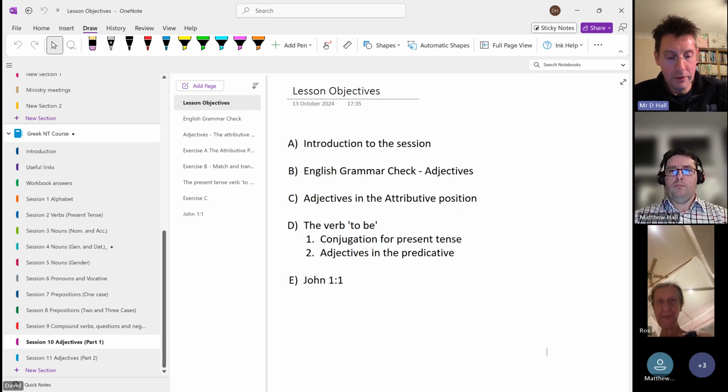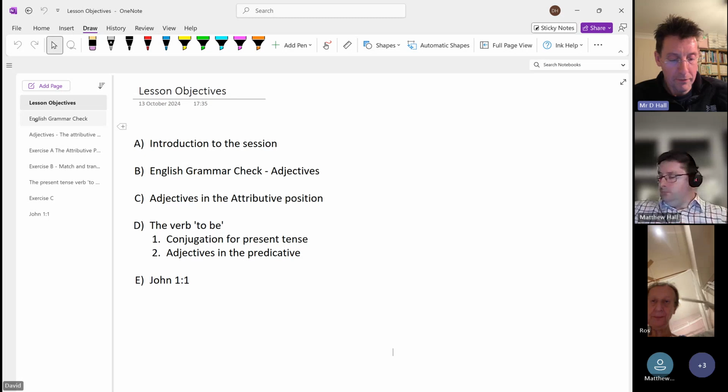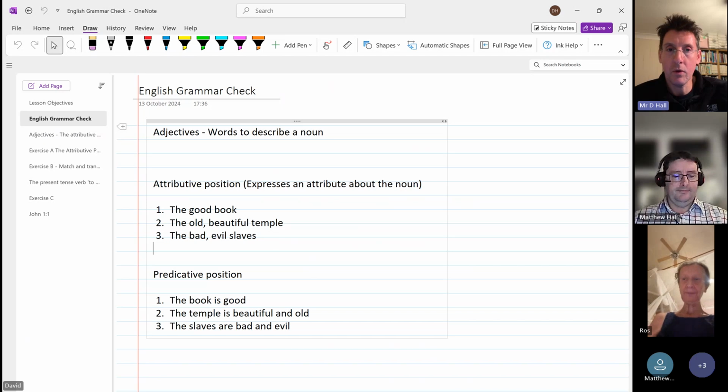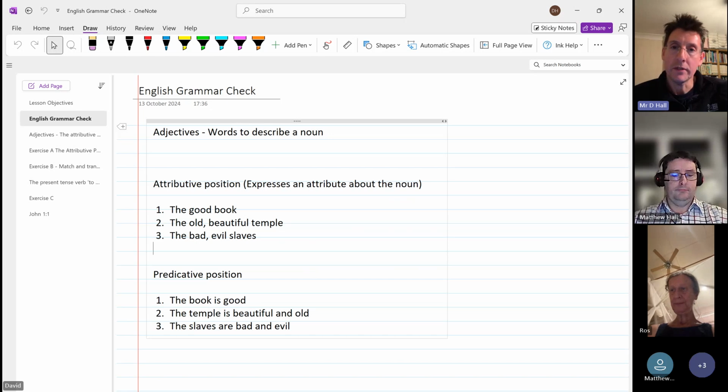So let's make a start by just looking at the English grammar. First of all, we have adjectives, and an adjective is a word which is used to describe a noun. When we get to it, there'll be adverbs which describe verbs. So it gives some extra quality, some kind of information about a noun. That's what we refer to as adjectives.